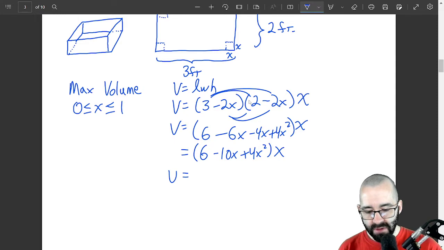The volume equation is a function of x. It's 6x minus 10x squared plus 4x cubed.